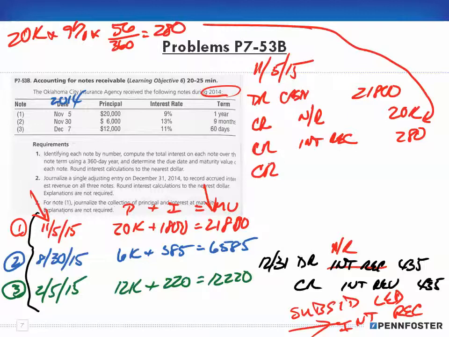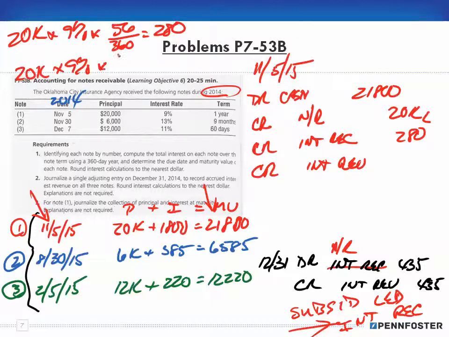All right, and then of course our interest revenue. I see what they did. Okay, no, that's right. That's going to be right. And so our interest revenue would be the 20,000 times 9% times 304 over 360, which ends up being 1520. Okay, so that would be our journal entry.